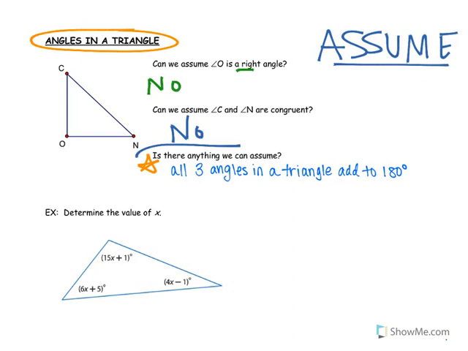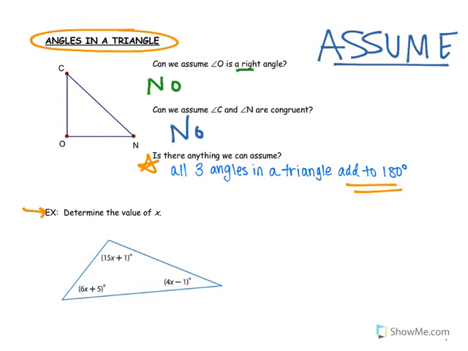But there is something that we can assume. And so moving on from here, we can assume that all three angles in a triangle add to 180 degrees. That will happen every single time. So we can actually use that to help us with what we were doing last class and set up some equations to find the value of x, right? So let's look at this example down here.